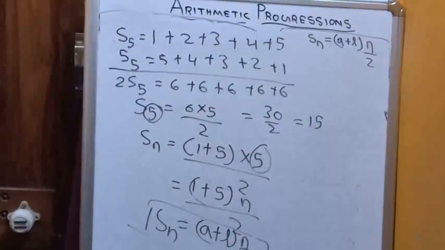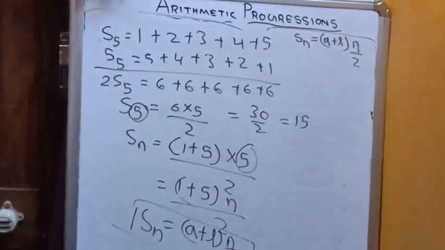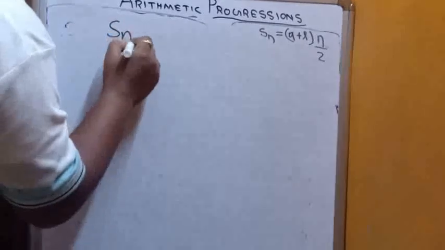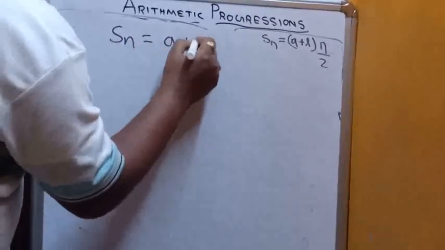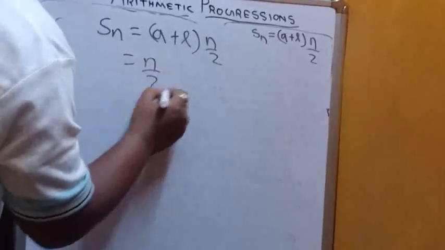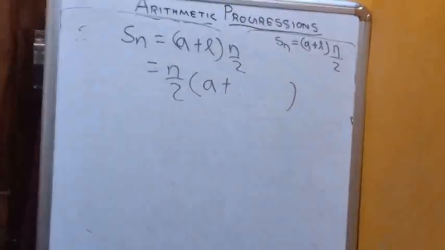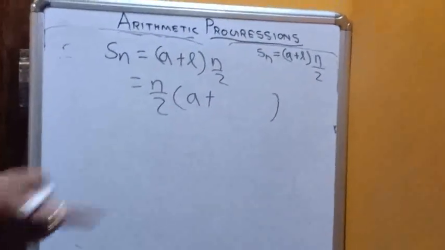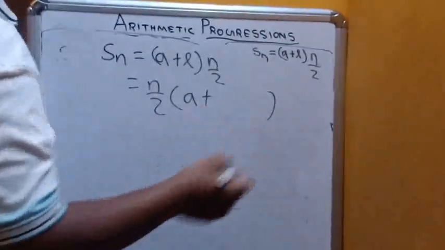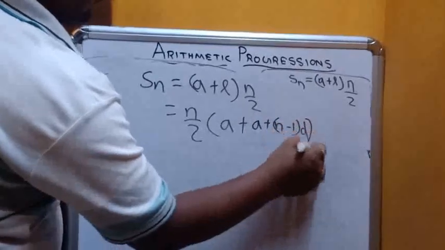If in the series the first term and last term are not given, how can you find out? Just look at this formula. What are you getting here? Sn equals A plus L into n by 2, or you can write n by 2 bracket A plus L. L means, in previous terms, you know that L means A plus n minus 1 into D. Yes or no?